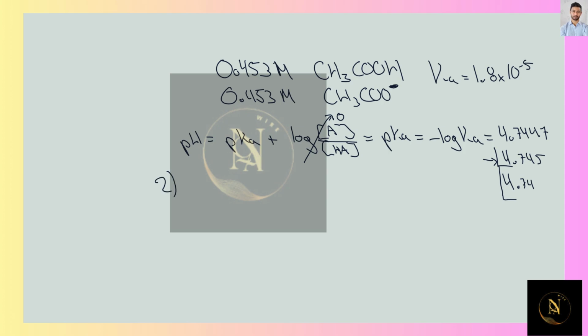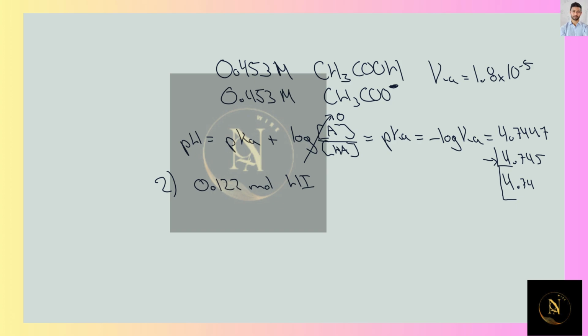And for the second part of this question, we need to write down the net ionic equation for the reaction that occurs when 0.122 mole of HI is added to 1 liter of the buffer solution.